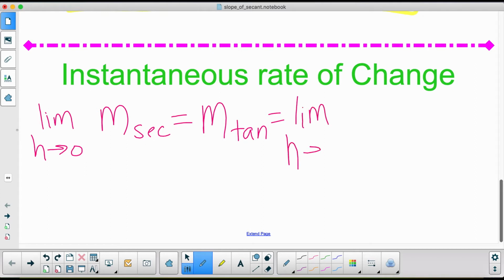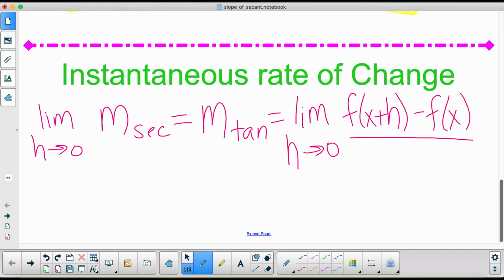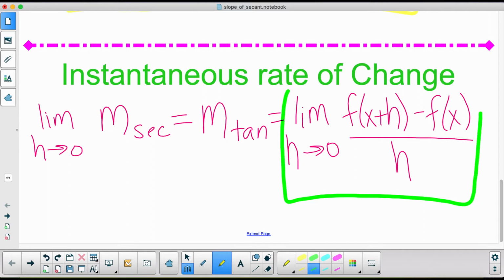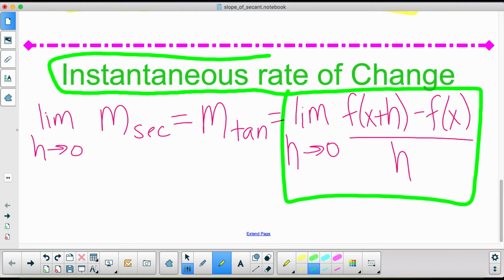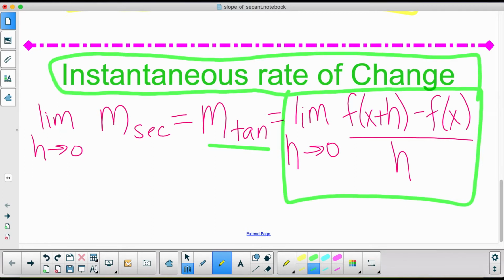as h goes to 0, and now I'm plugging in the slope here. So f of x plus h minus f of x all over h. This right here is your instantaneous rate of change. This is the slope of the tangent line.